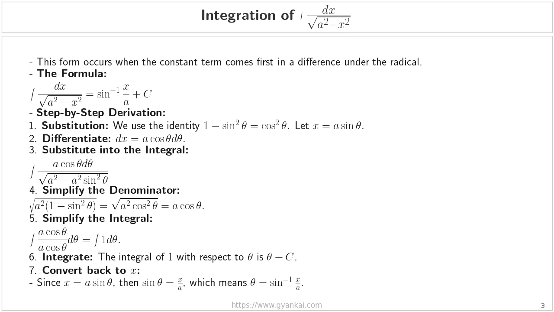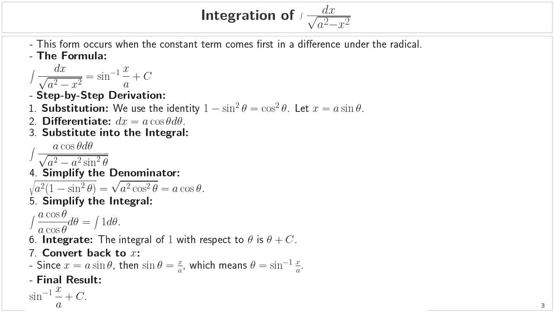Finally, step 7 is converting back to x. Remember, we made the substitution x equals a sine theta. Therefore, sine theta equals x over a, and if sine theta equals x over a, then theta equals the inverse sine of x over a, or arcsin of x over a. So, putting it all together, we arrive at our final result. The integral of 1 over the square root of a squared minus x squared is equal to the inverse sine of x over a, plus the constant of integration, c.